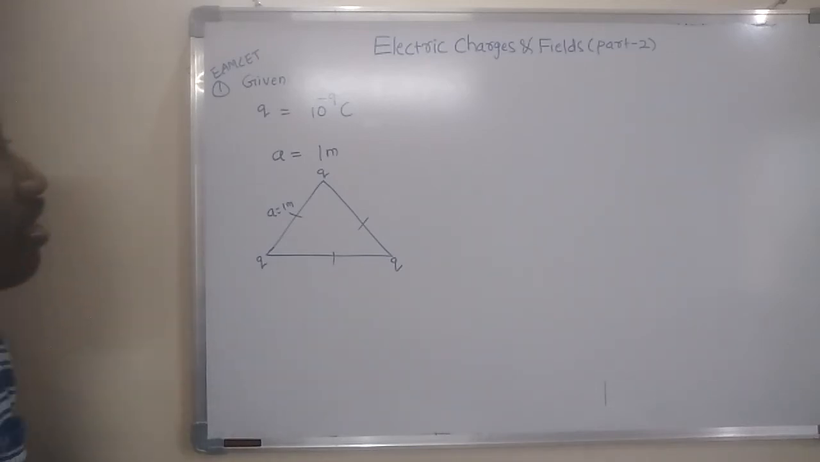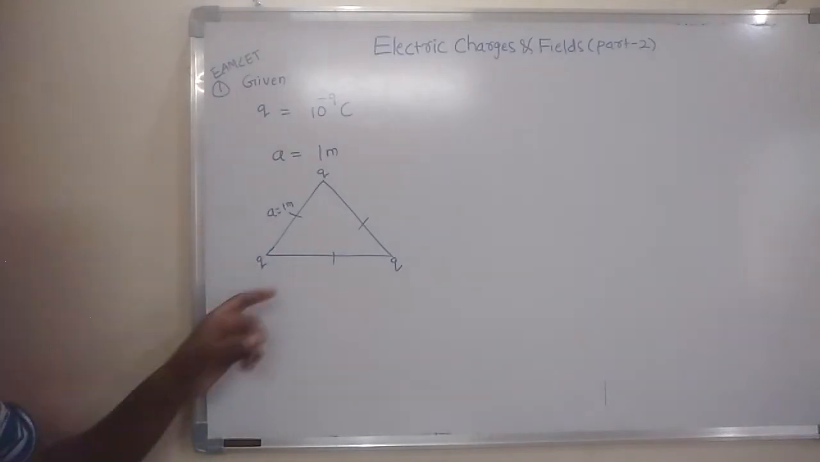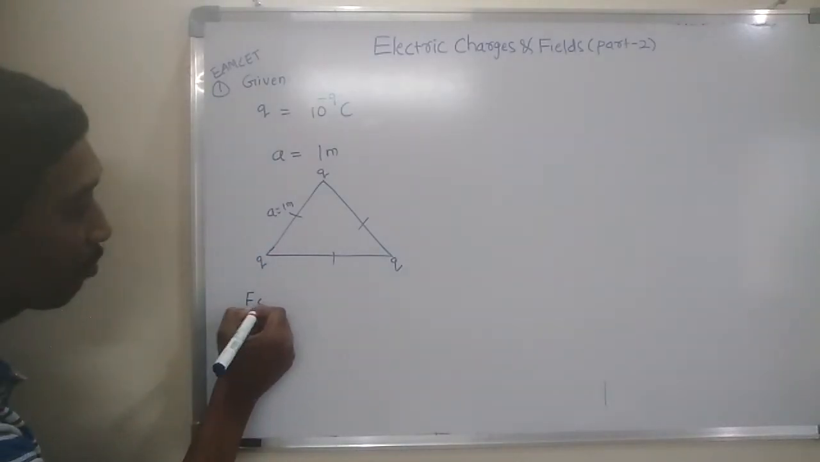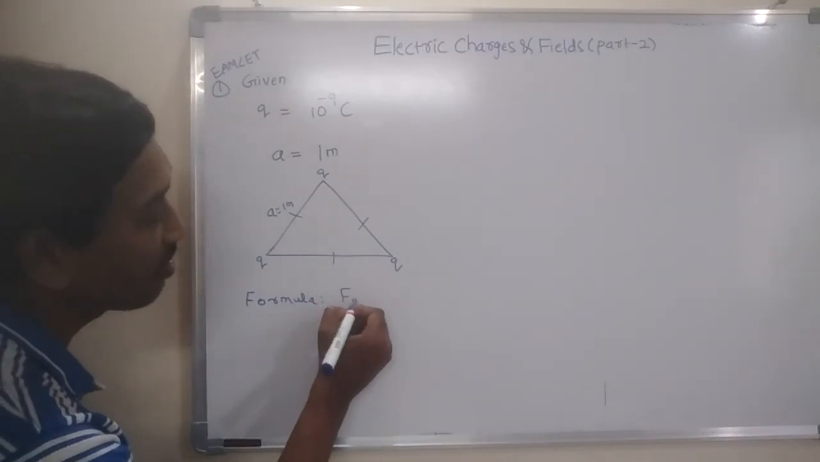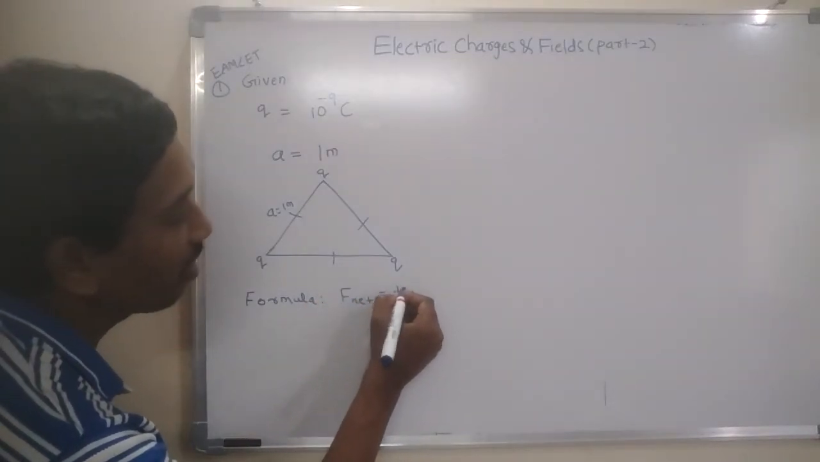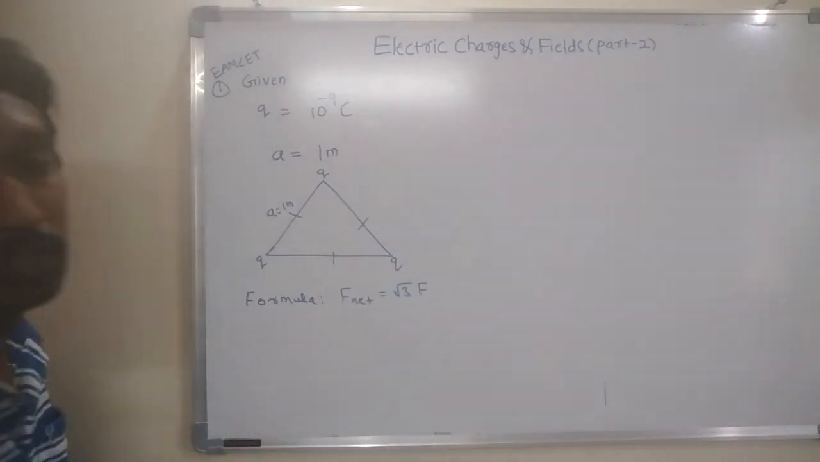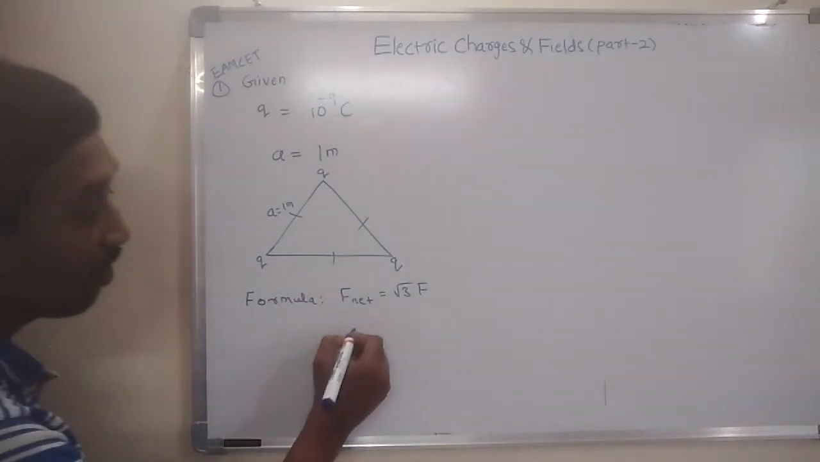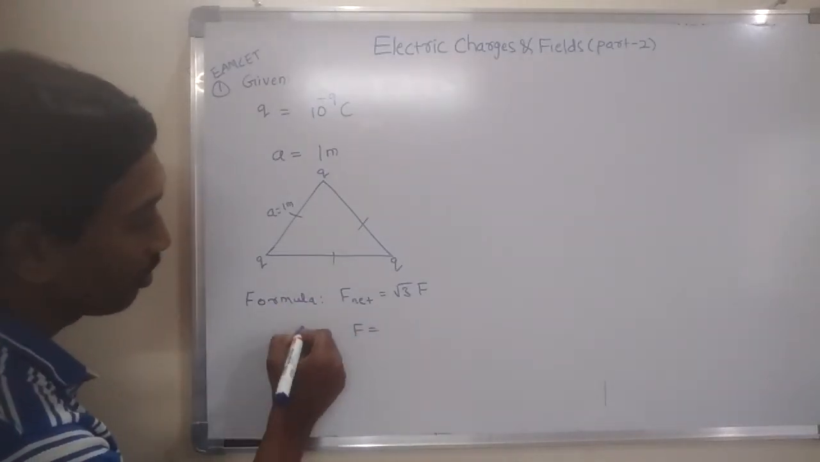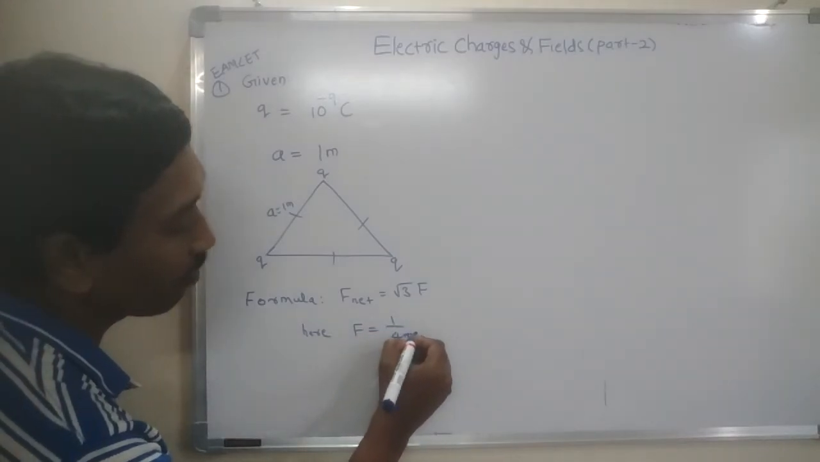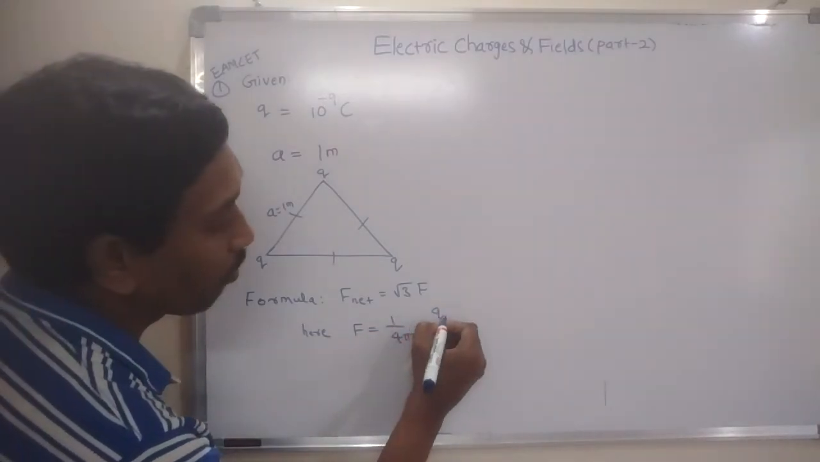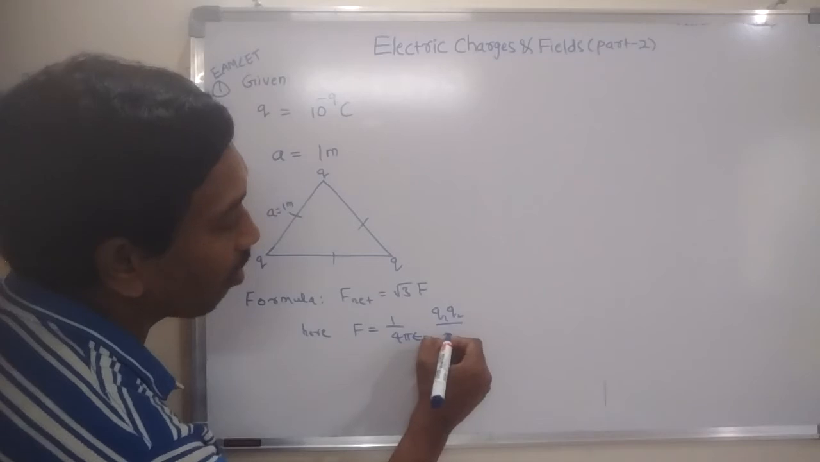At one of the corners, what is the formula? These three are identical charges, so the formula I already gave is F net equals root 3 F. Now what is the formula for F? Based on Coulomb's law, F equals 1 by 4 pi epsilon naught into Q1 Q2 by R square. These are all the formulas.